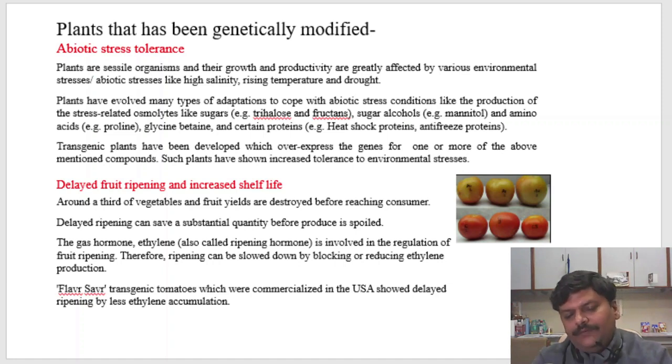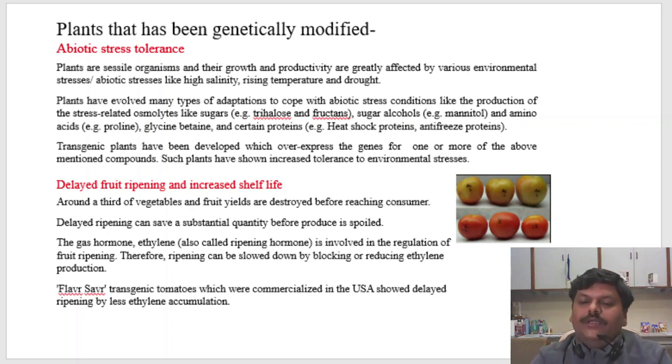So what scientists have decided is that if the production of ethylene can be shortened, or the rate can be decreased, that means ripening would be delayed, and the resultant fruit or vegetable will have a longer shelf life.